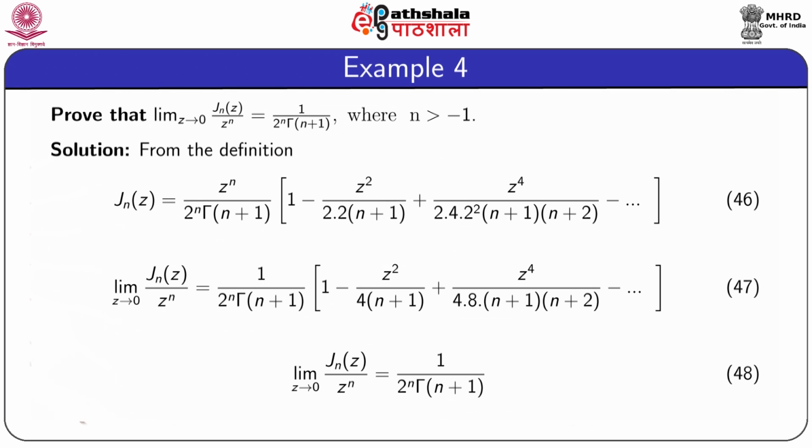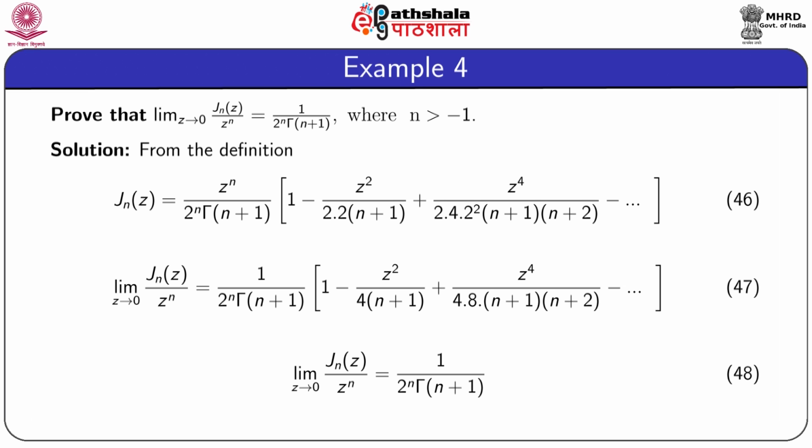In this example, we have to show limit z tends to 0, J n of z divided by z to the power n is equal to 1 by 2 to the power n gamma n plus 1. Now, from the definition of J n of z, we get J n of z is equal to z to the power n by 2 to the power n gamma n plus 1 multiplied by 1 minus z square by 2 dot 2 into n plus 1 plus z to the power 4 by 2 dot 4 into 2 square n plus 1 n plus 2 minus dot dot dot.